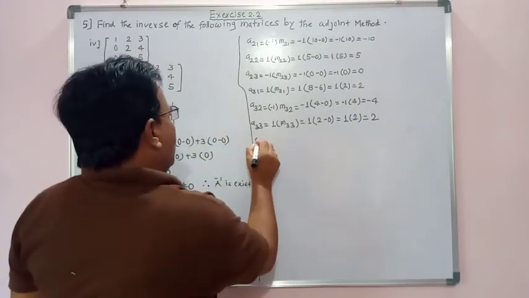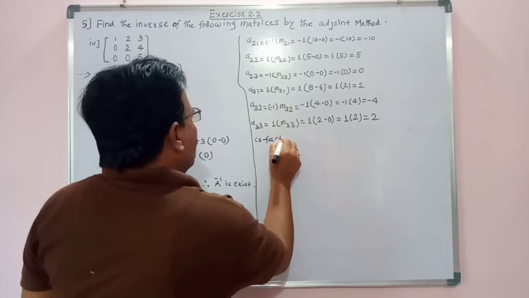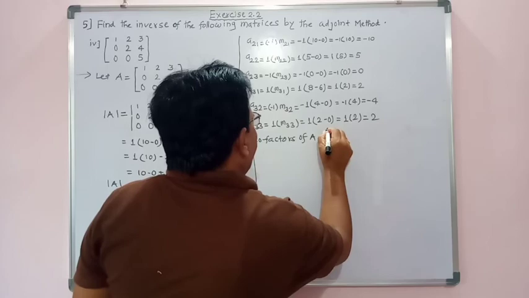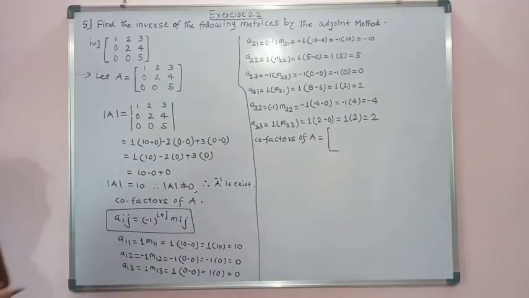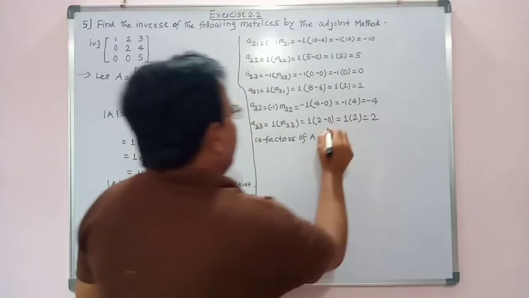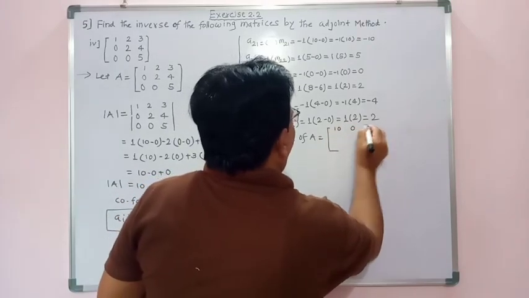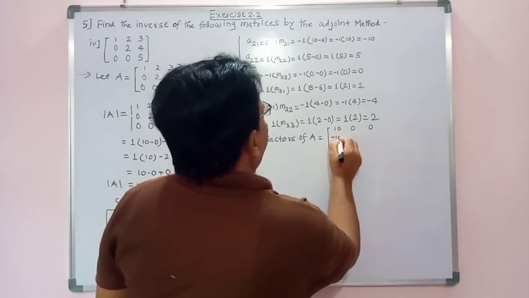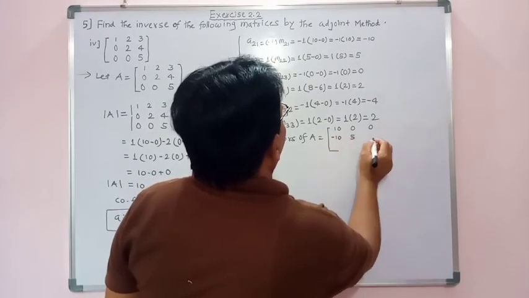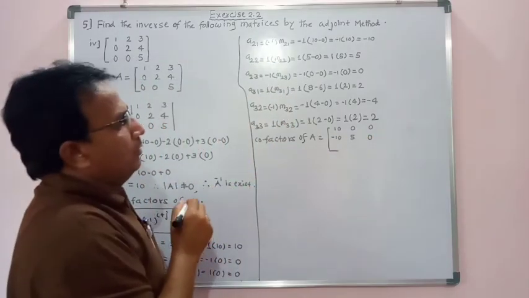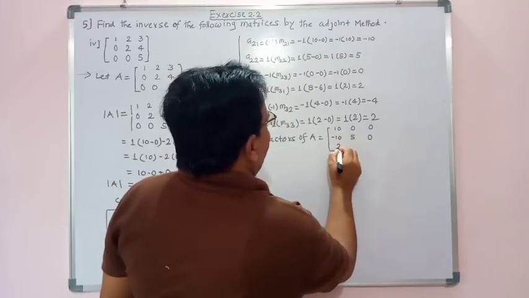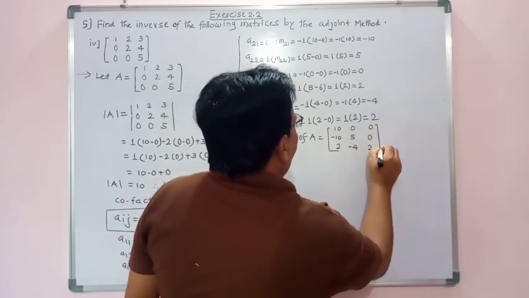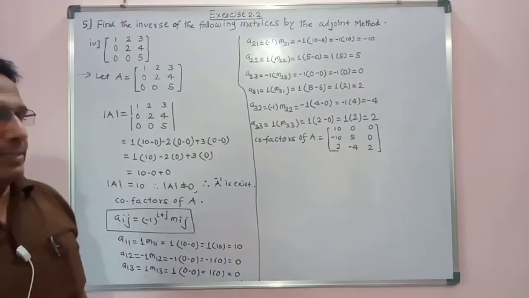Therefore, cofactor of matrix A is A11 is a 10, A12 is a 0, A13 is a 0, A21 is a minus 10, A22 is a 5, A23 is a 0, A31 is a 2, A32 is a minus 4 and A33 is a 2. This is the cofactor of matrix A.